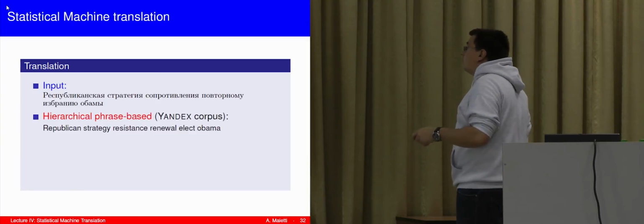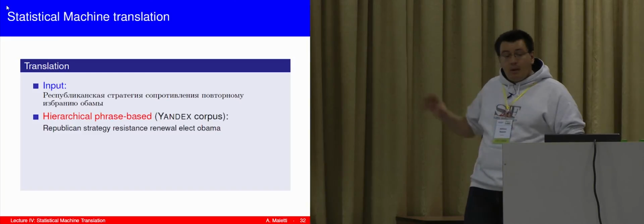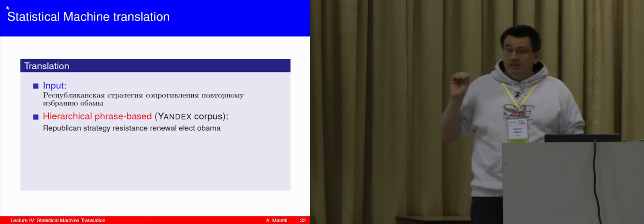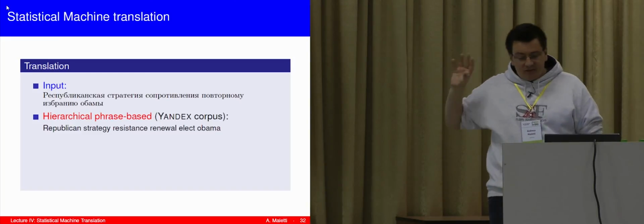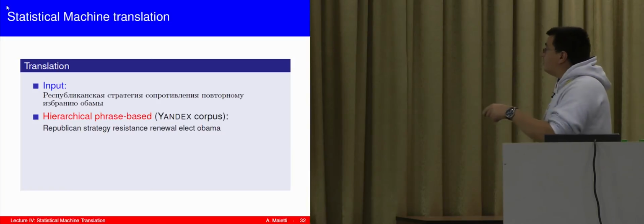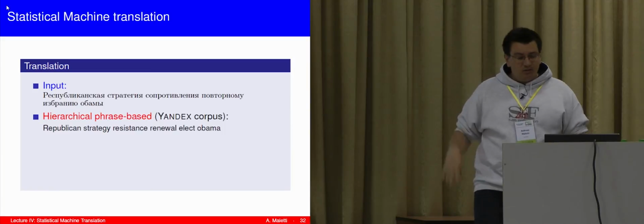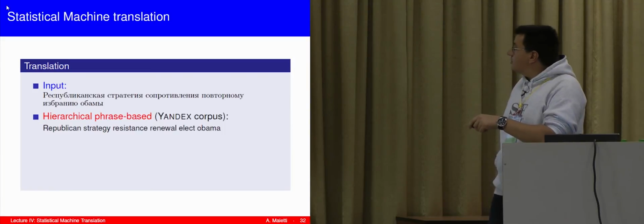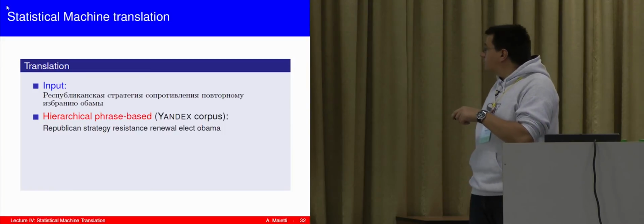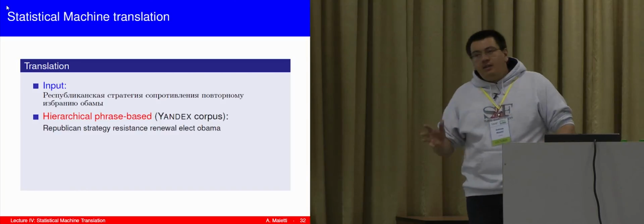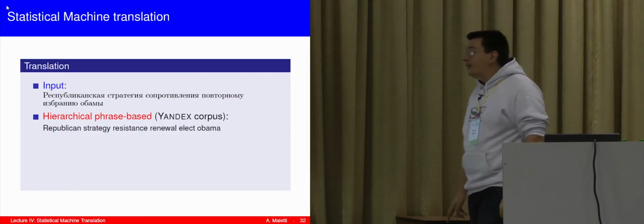Hierarchical phrase-based model that we trained. Remember, it's a really small model. Yeah, it's a small model that was trained fast in a couple of days, and based on the Yandex corpus, which they released, so everybody can use it. Our translation is: Republican strategy, resistance, renewal, elect Obama. You get the idea, but it's not very good, right?